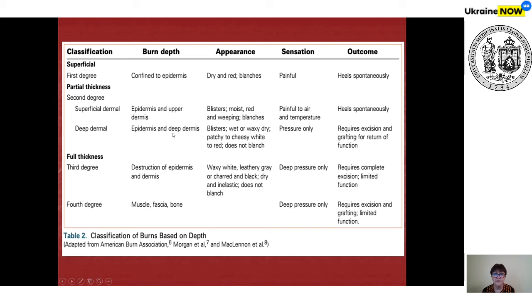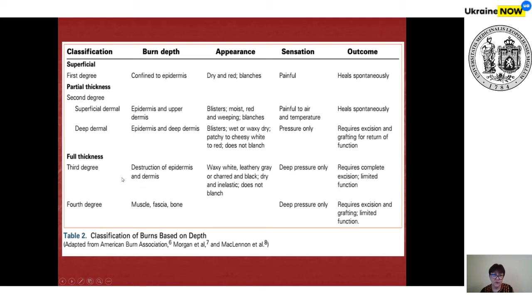Second degree deep dermal burns affect the epidermis and deep dermis. There are blisters, wet or waxy dry, patchy cheesy white to red, and it does not blanch. Sensation to pressure only. There is no pain due to loss of peripheral sensory receptors. It requires excision and grafting for return of function.